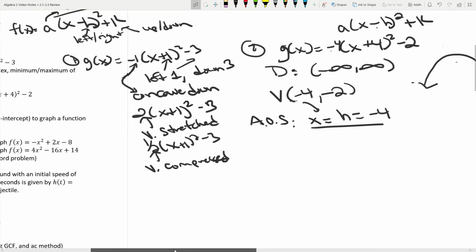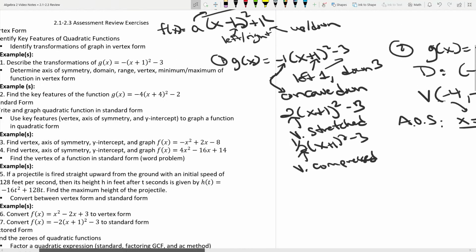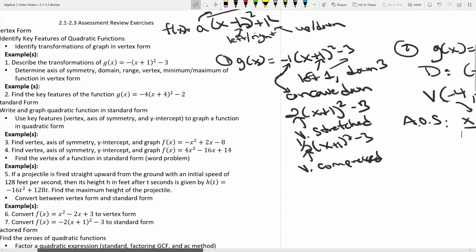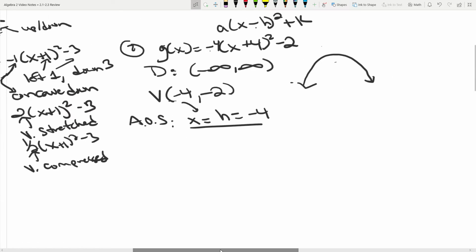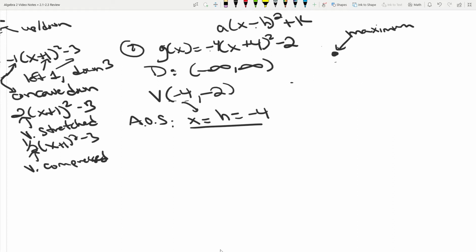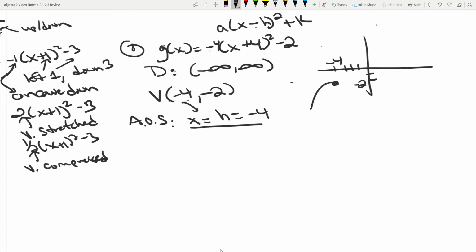Very simple. So now to find the range as well as the minimum and maximum. In this case, since we know that the graph is going down like this, that means we have a maximum. And we know that the vertex is (-4, -2). So let's be more specific with the graph. When we do the graph, it's going to the left 4 and down 2. So this is our vertex, and it's going upside down.